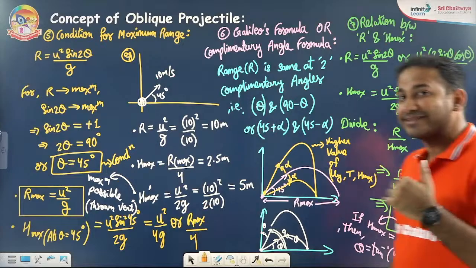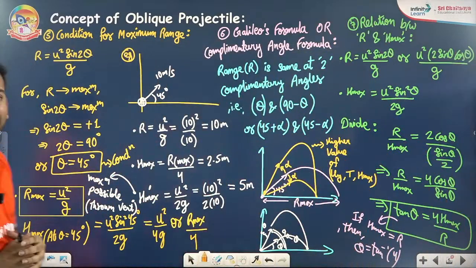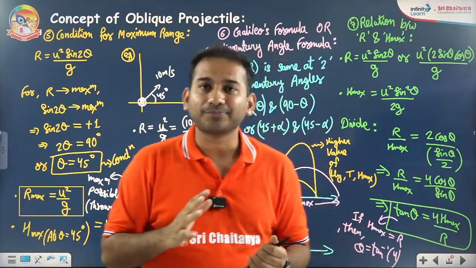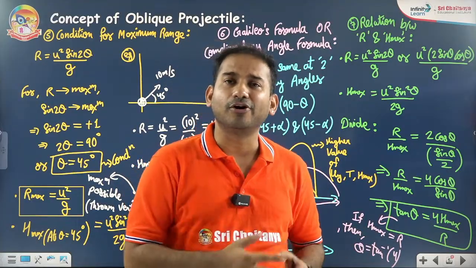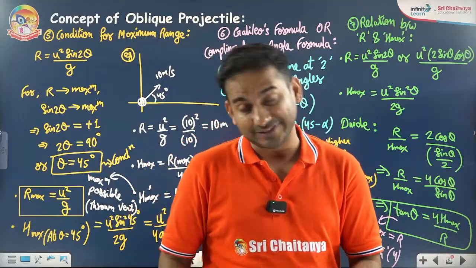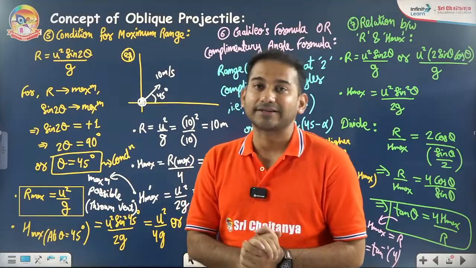That's why I'm taking this one-shot revision for you. Now, there are 3 more things in front of you. First of all, condition for maximum range. Now these things are also used in javelin throw, shot put, ball. You know, the mechanics is everywhere in our day-to-day life, right? Physics is everywhere in fact. So the concept is condition for maximum range.